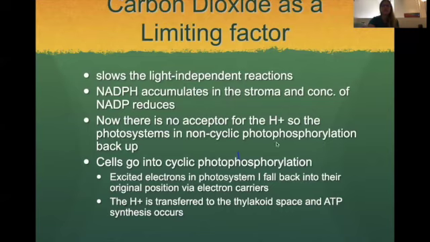By the way, this term photophosphorylation is a scary term. Photo means light, and phosphorylation is essentially the production of ATP. So if we're doing photophosphorylation, we're using light to make ATP. The cells will go into cyclic photophosphorylation. The excited electrons in photosystem 1 fall back into their original position, and the hydrogen ions are transferred to the thylakoid space, and you get some ATP. Cyclic photophosphorylation is that last-ditch effort for this plant to continue doing photosynthesis. It's not a long-term solution.